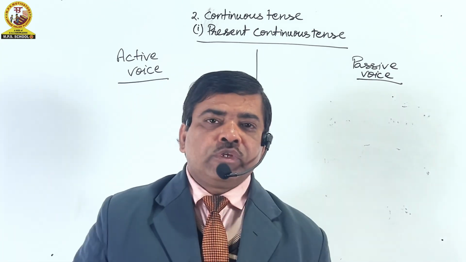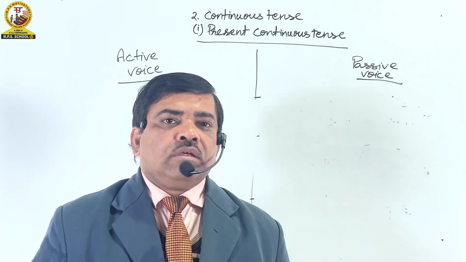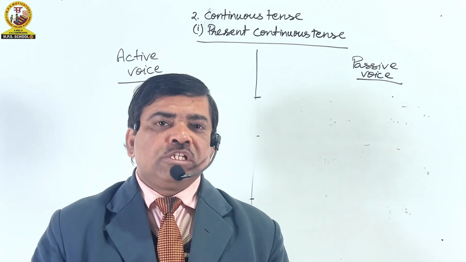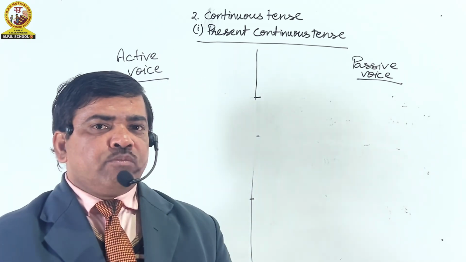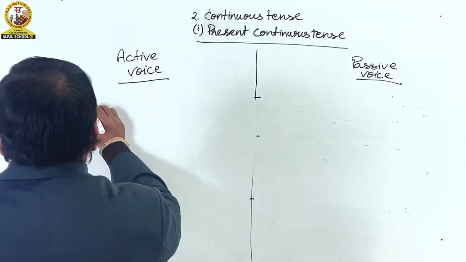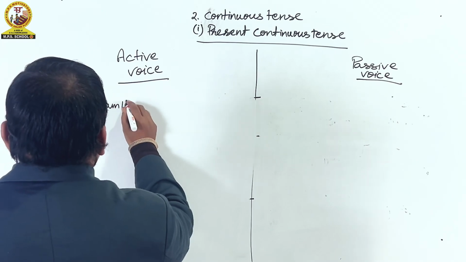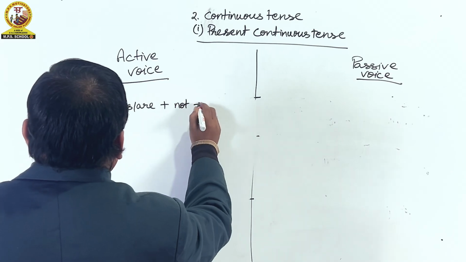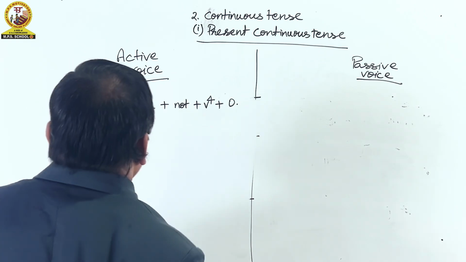Now I am going to teach you the second structure formula in present continuous tense in active voice and passive voice along with some examples based on them. So let us see the active voice and passive voice of present continuous tense. Subject plus am/is/are plus not plus V4 plus object.